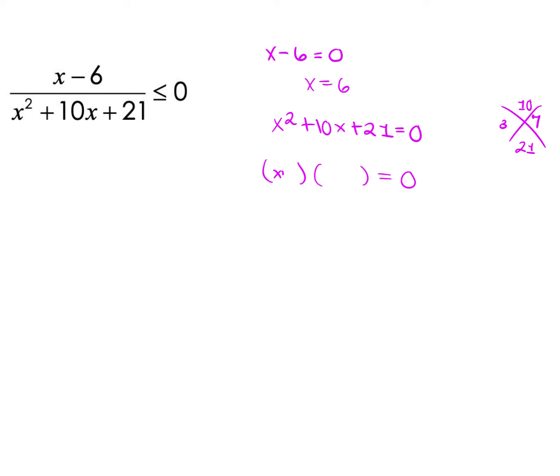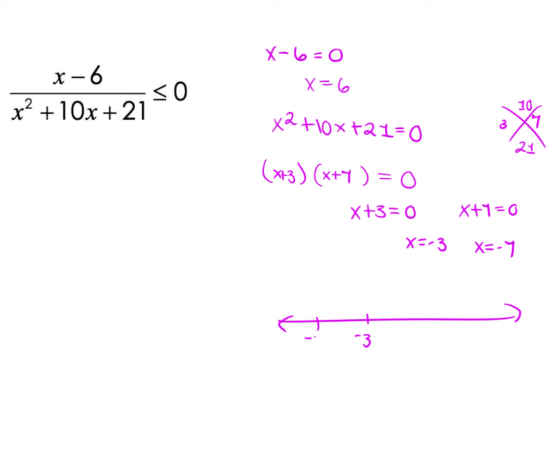So we'll have x plus 3 times x plus 7. So x plus 3 equals 0. x plus 7 equals 0. So x is -3 or x is -7. Now we can check points surrounding these values. So we have -3, -7, and then we have 6. So I'm going to check -8, -4, 0, and +7.